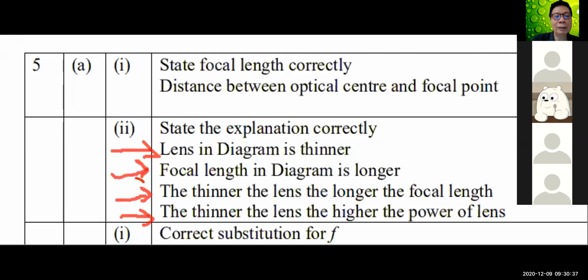Ping Hao typed already. Lens in diagram B thicker than lens in diagram A. Okay, correct. First one. Type the others. The 4 answers, type all. Okay, Ping Hao, Han Ji, the rest also please help to get the answer here, everyone. Nicole, okay, Nicole also. Please type all the answers.